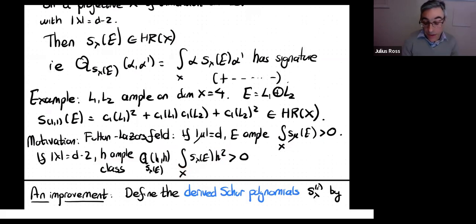Right, so Fulton and Lazarsfeld are doing sort of the first step of this. They're saying that this bilinear form that I want to consider has a positive eigenvalue in the H direction, where H is an ample class, right? And I'm certainly going to use this, right? So I use Fulton-Lazarsfeld from now on. I'm going to use it without comment.